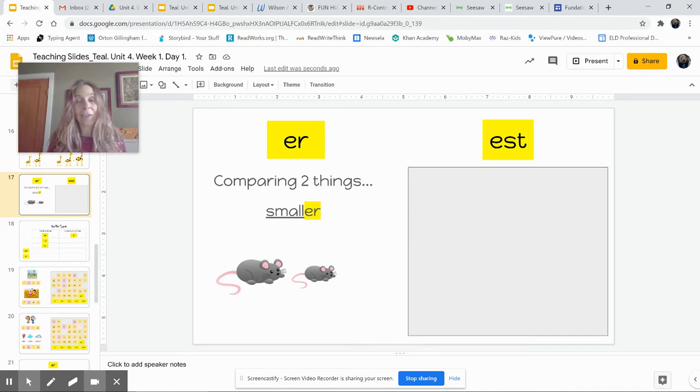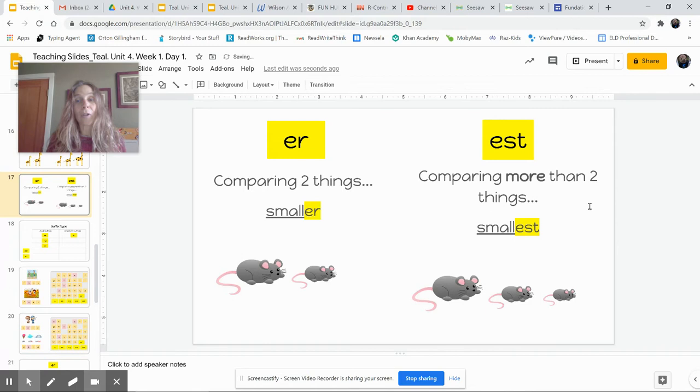Now, let's take a look at EST when we're comparing more than two things. This mouse is the smallest of all three mice. So I'm comparing three different things, and I could be comparing 20 different things. I would use smallest. I would use EST.